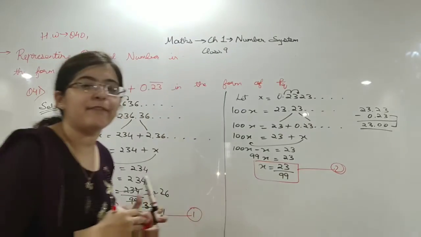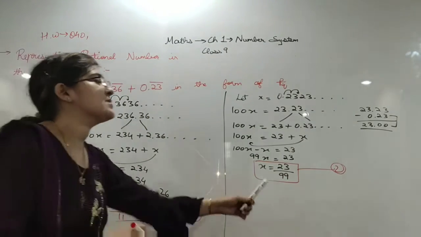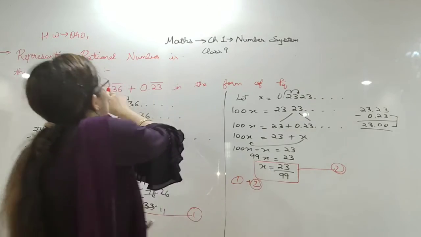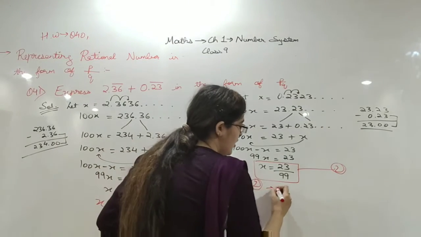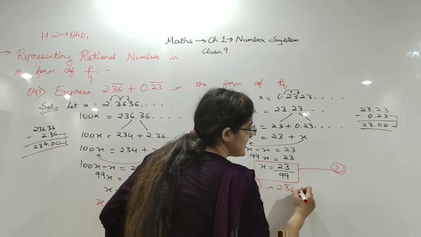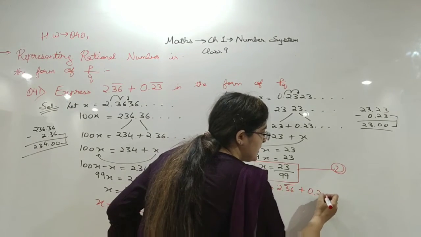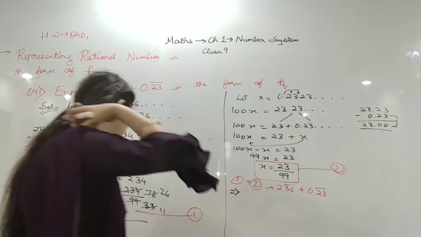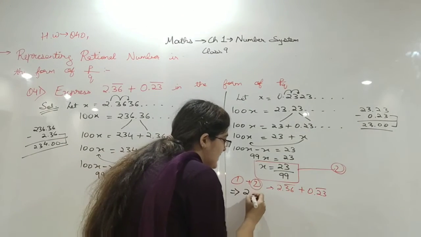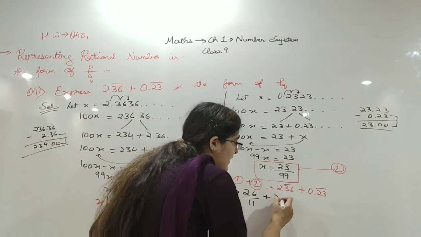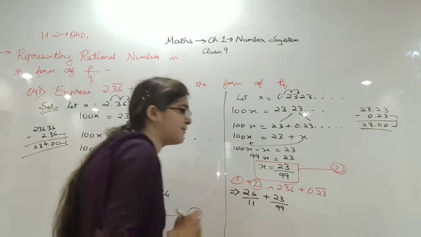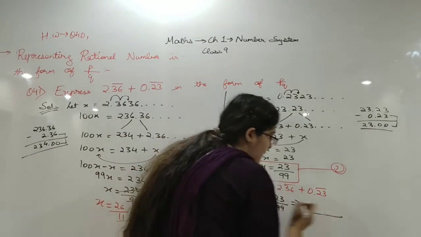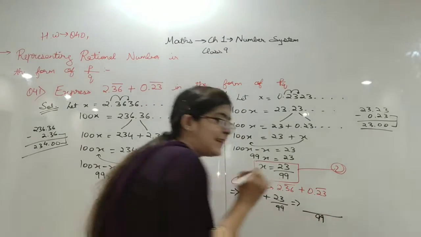Now finally what we will do? We will add equations 1 and 2. Why? Because our question was 2.36 bar plus 0.23 bar. Okay, so it will be equal to 26 by 11 plus 23 by 99. Is it clear, students? Now what we will do? We will take the LCM. Our LCM will be 99.